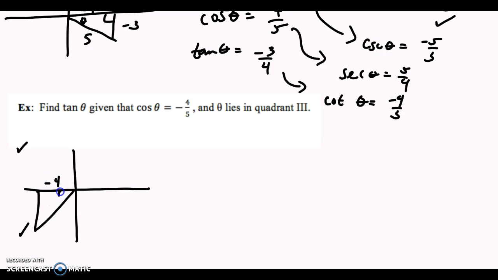-4 will be the adjacent side for theta. 5 will be the hypotenuse. 3 will also be negative because, again, we are in the third quadrant and the vertical distance is negative in the third quadrant. That means tangent theta is going to be -3/-4, which is going to be +3/4.